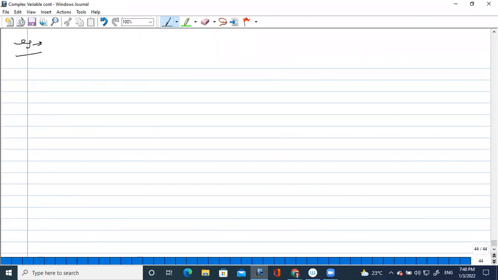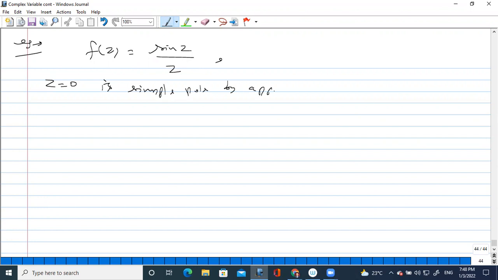You can see one more simple example I will give you. f(z) equal to sin z by z. Here also z equal to 0 is a removable singularity. How? By appearance, if you put z equal to 0, then it looks like a simple pole.